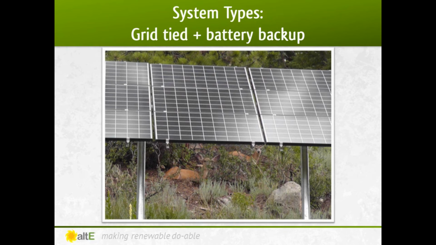When the grid does go out, your system will automatically switch over to powering just the devices connected to your critical loads panel. The rest of your house will go out. When designing this system, you decide what to have running when the grid goes out: your fridge, freezer, well pump, furnace fan, maybe a single outlet for lights or charging your phones.